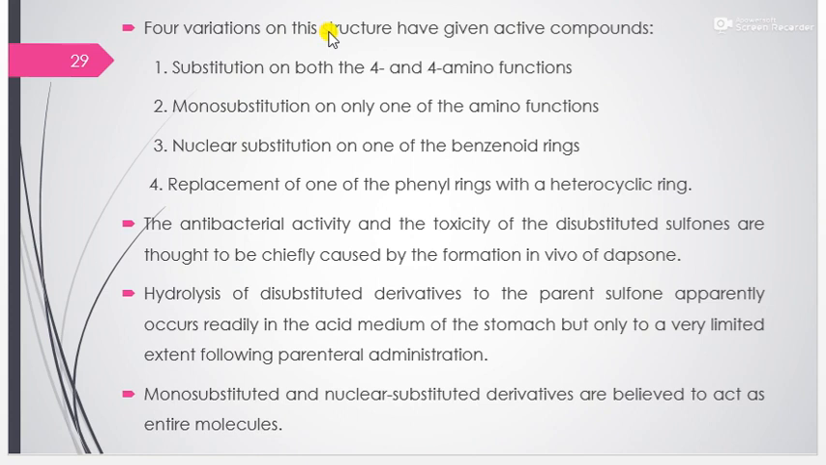Four variations on these structures have given active compounds. First, substitution on both 4 and 4' amino functions. Then monosubstitution on only one of the amino functions. Then nuclear substitution on one of the benzenoid rings, and the replacement of one of the phenyl rings with a heterocyclic ring. The antibacterial activity and the toxicity of the disubstituted sulfones are thought to be chiefly caused by the formation in vivo of dapsone.